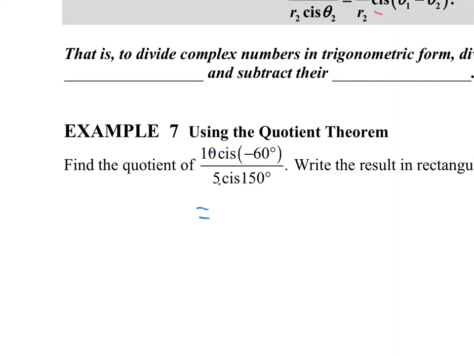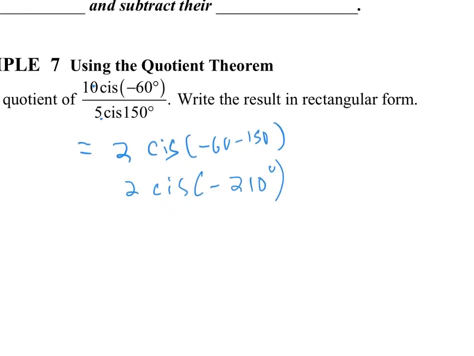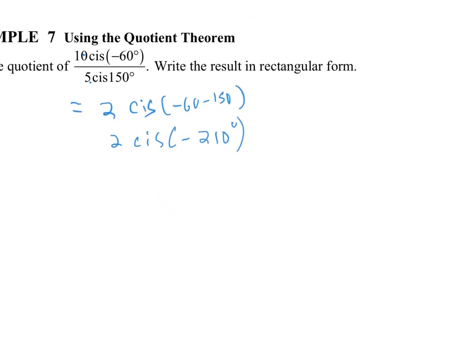I hope it's still 2. I think I did it earlier today and I put a 5. And then cis, may as well keep it in cis form. Negative 60 minus 150, and I've got to be careful because I lost the negative the other time I was doing it too. That's 2 cis of negative 210, which is very important to realize, because if you do it wrong, you'll be off a little bit.